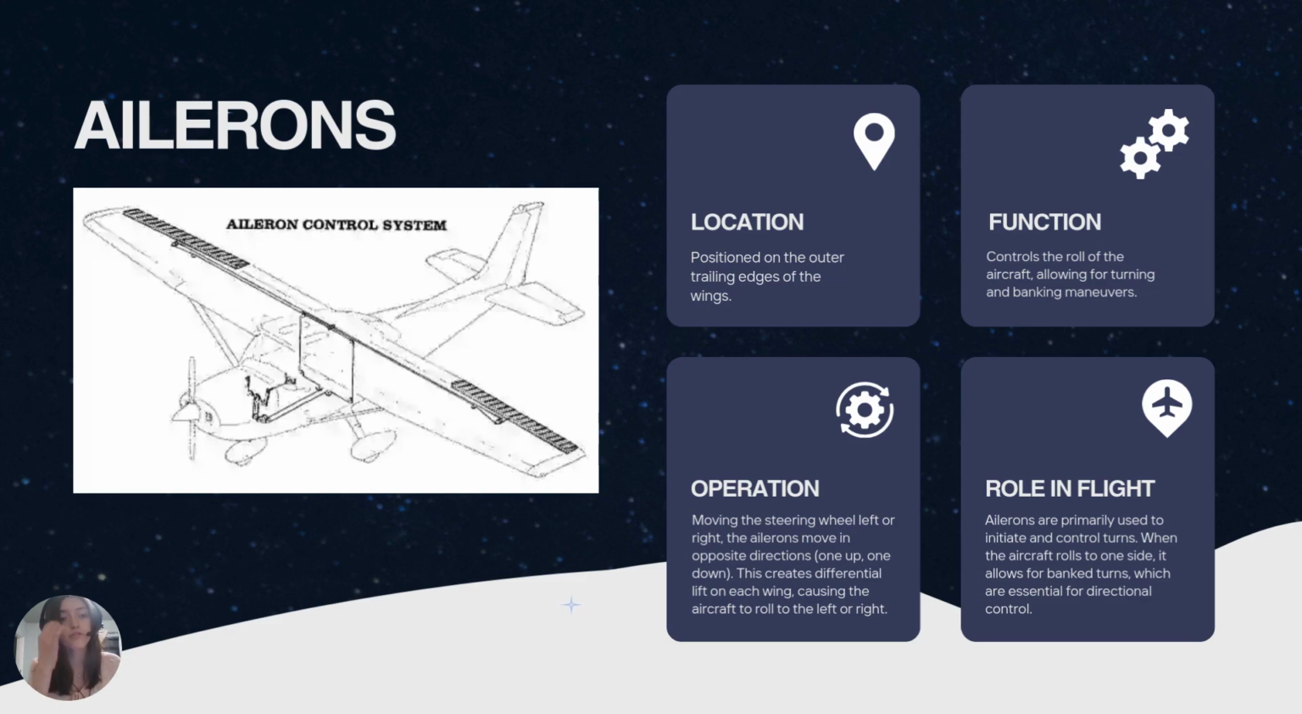I'm going to explain to you first the point of the ailerons. Well, we have the locations, which are positioned, like you can see here in the picture, on the outer trailing edges of the wings. What is the function? Well, they control the roll of the aircraft, which allows for turning and for banking maneuvers.